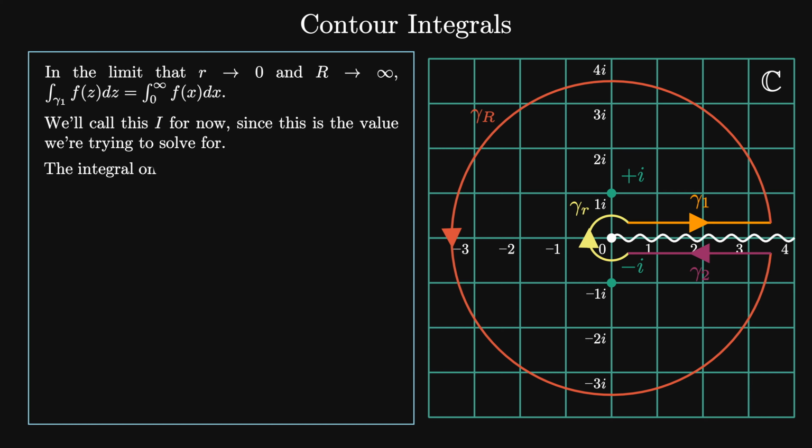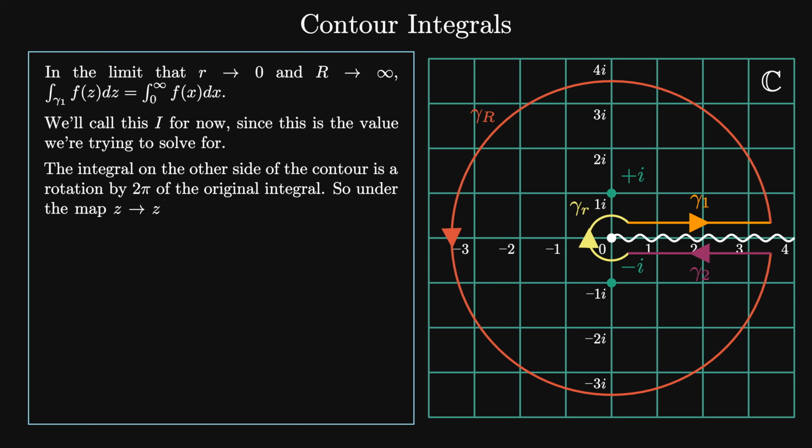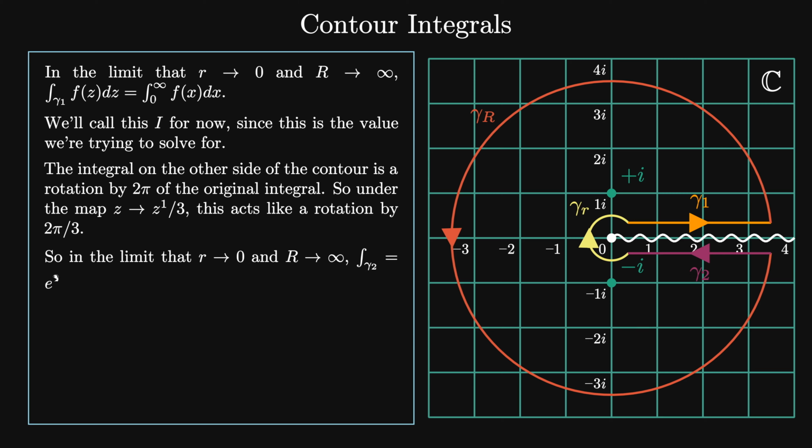The integral on the other side of the contour is a rotation by 2 pi of the original integral. So under the map z goes to z to the 1/3, this acts like a rotation by 2 pi on 3. So in the limit that r goes to 0 and R goes to infinity, the integral along gamma 2 equals e to the 2 pi i on 3 times the integral from infinity to 0 of f of x dx, which equals minus e to the 2 pi i on 3 times I.